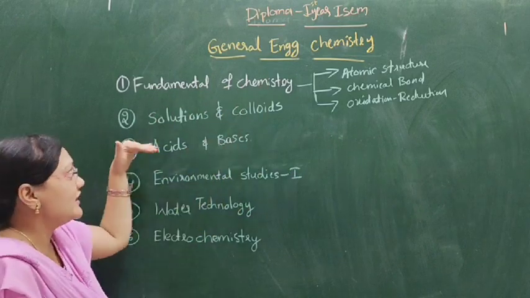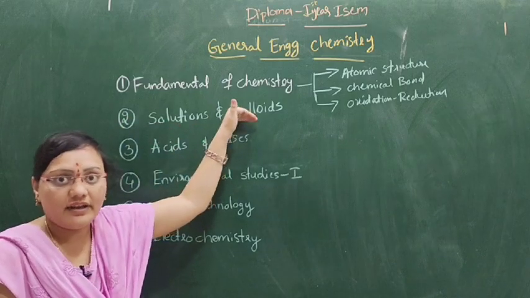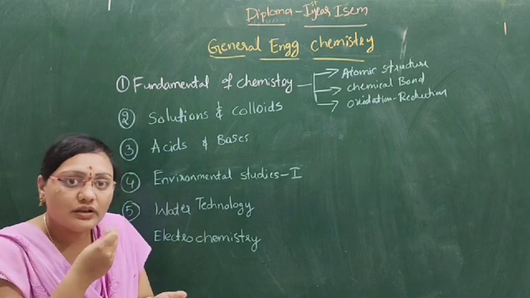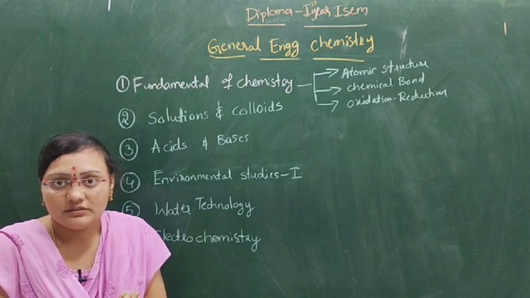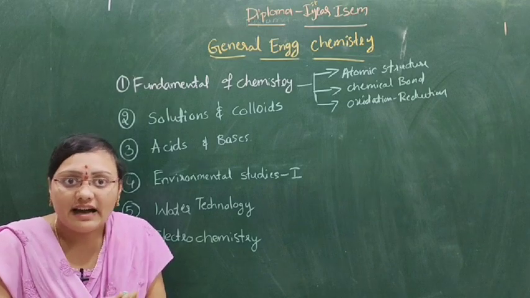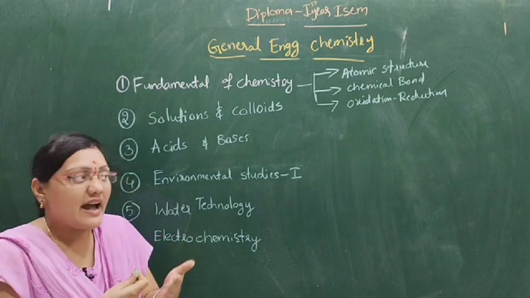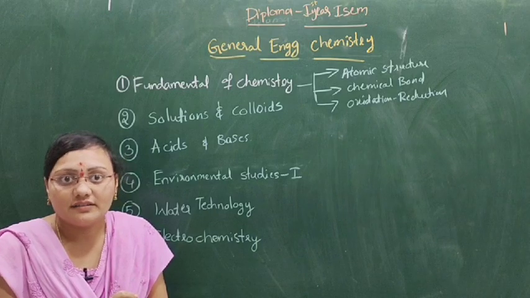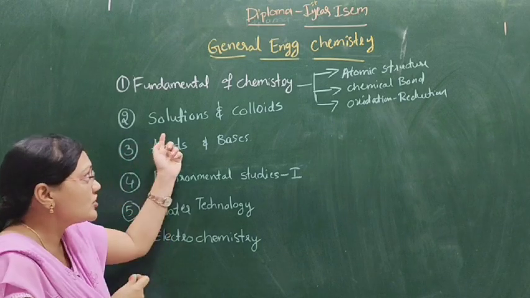Okay, and second unit is solutions and colloids. What is a solution? A solution has a solute and a solvent. And next one, molarity, normality, and numerical problems. And next one is colloids. What is a colloid? This has a dispersed phase and a dispersion medium. This is the solutions and colloids.